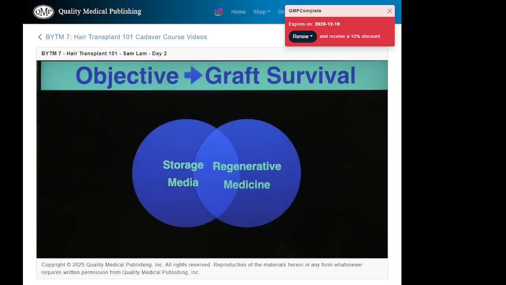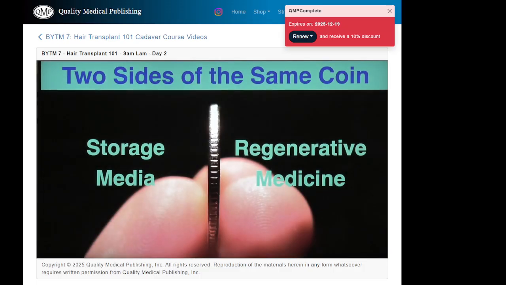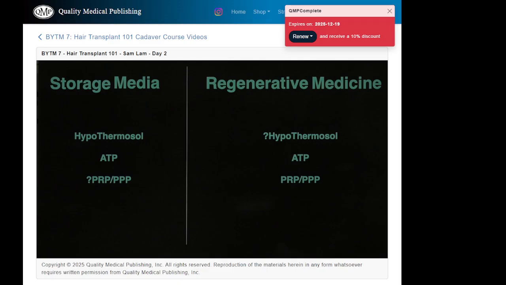So for me, it's sort of a spectrum in terms of regenerative medicine and storage media. Regenerative medicine is a term to describe this. I use the word fertilizers in colloquial parlance to describe this to patients, so they know that these are things that just help graft survival, in terms of storage and things like that. So if you think of it sort of like a spectrum, you can think of it as 2 sides of the same coin. And then if you say, well, what are some examples of this? So in storage media, it's going to be HypoThermosol, ATP. Regenerative medicine, you could argue it's ATP or is it PRP.